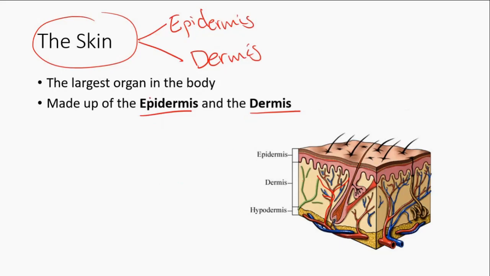And the word epi essentially means above, okay, so it makes sense that the epidermis comes first and then the dermis comes second. As you can see here, this bit here is your epidermis, okay, and then this is your dermis, right here, okay. And so this is what makes up the two layers of your skin.